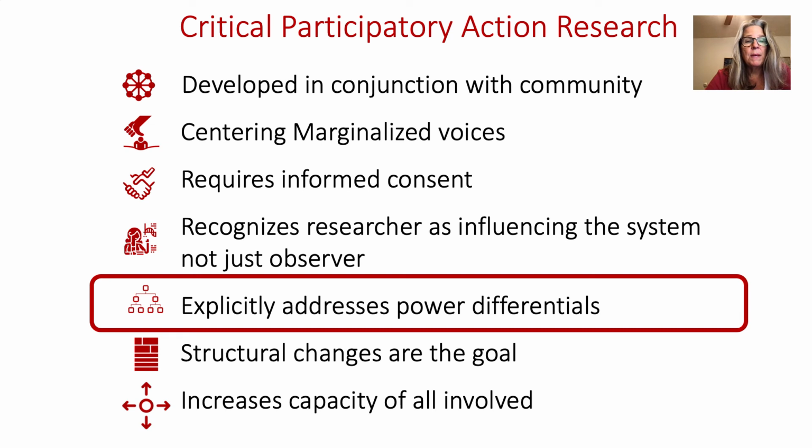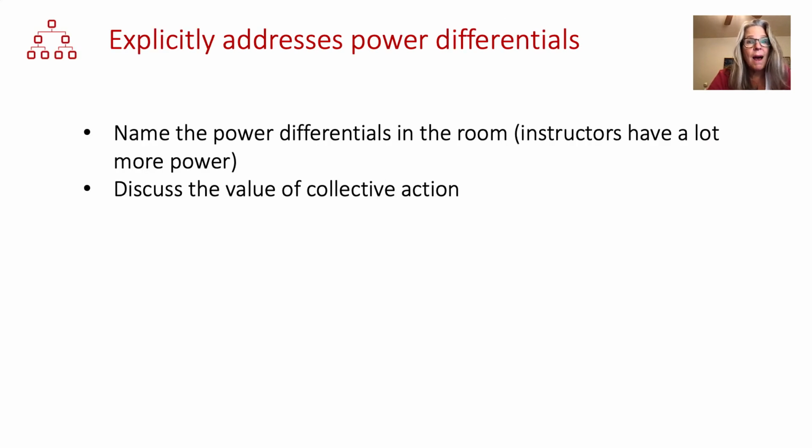The next is, now we're going to be moving into things that might be considered critical. So the idea that we explicitly address power differentials. The way I often do this in the classroom is that I name the power differentials. I have a lot more power in the classroom than the students do. I assign their grades, I tell them when to come and go, I give them assignments. There's a lot of power. And I just would like to have a conversation with them about how that is for them. Is that okay? Do we have to do something else in this space?